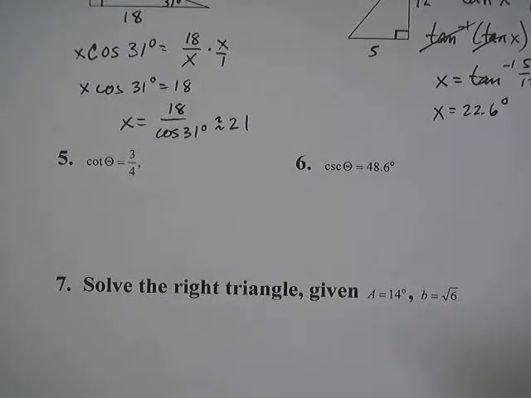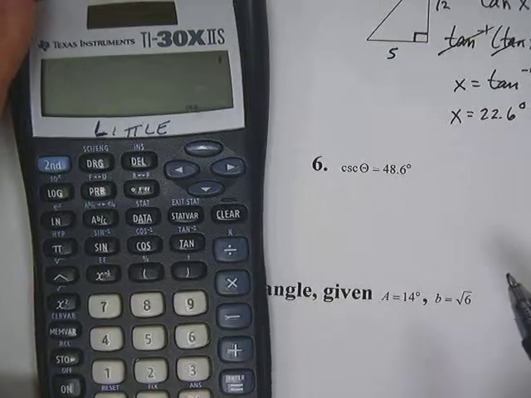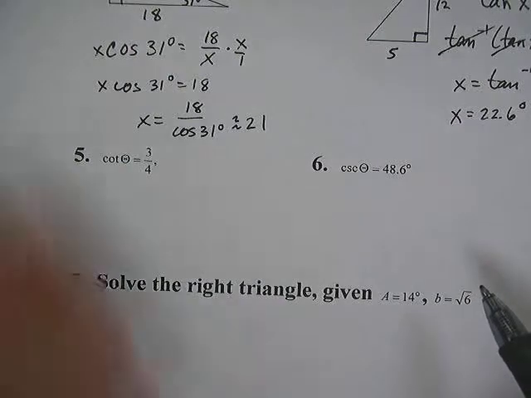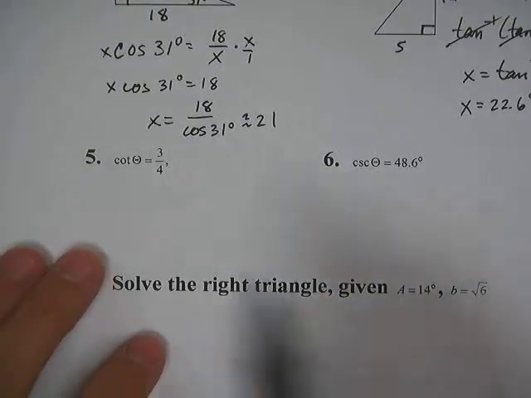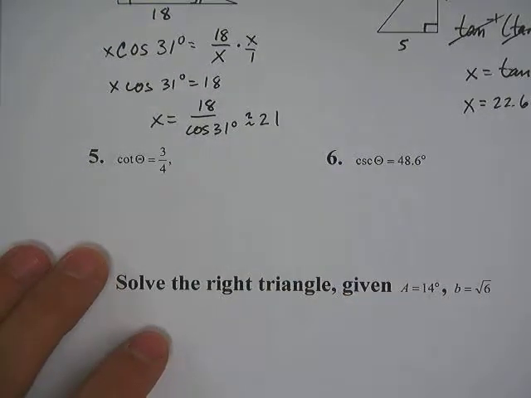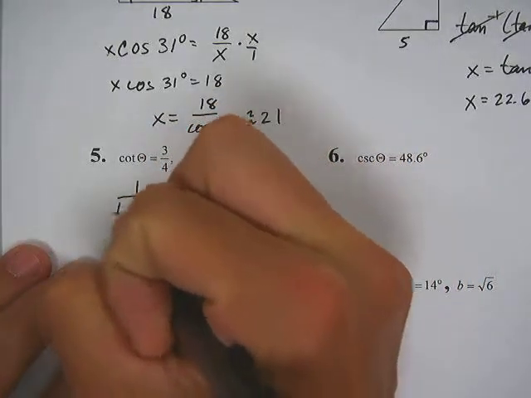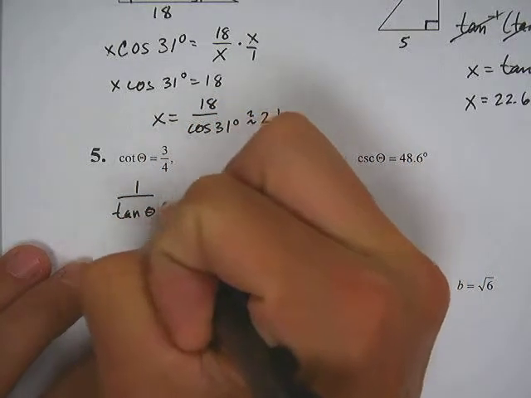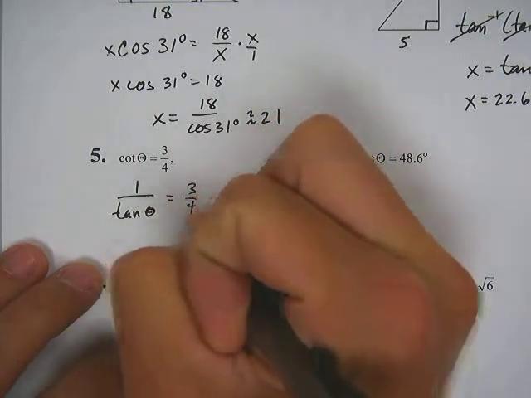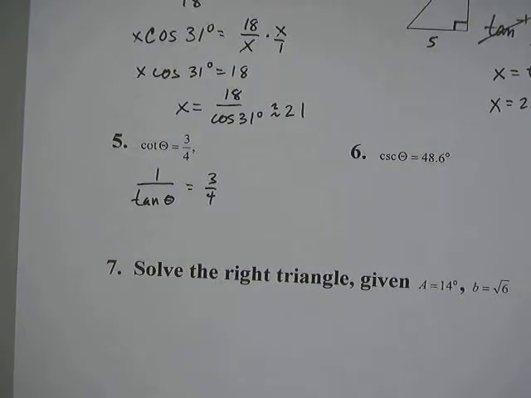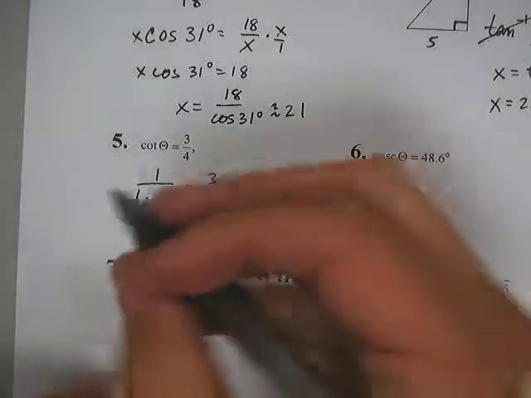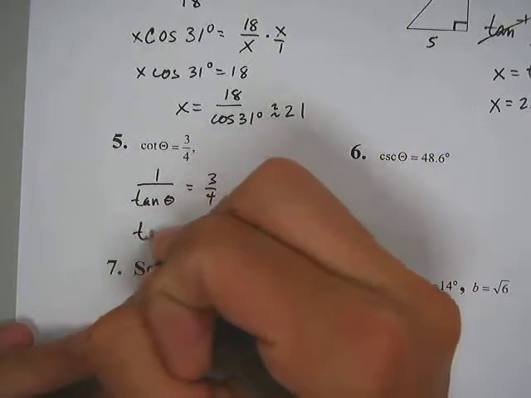Okay, what about this one? What if I tell you that cotangent is equal to 3/4? How do I figure out what that angle measure is? Well, the difficulty there is that we don't have a cotangent button. We only have sine, cosine, tangent. So what you need to do is change that to a sine, cosine, or tangent.